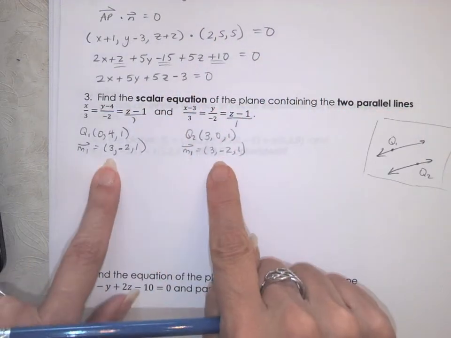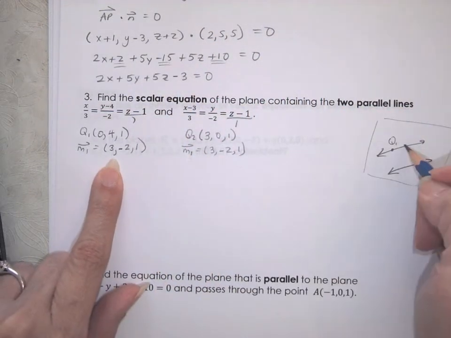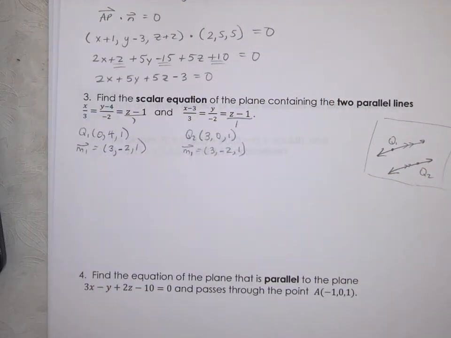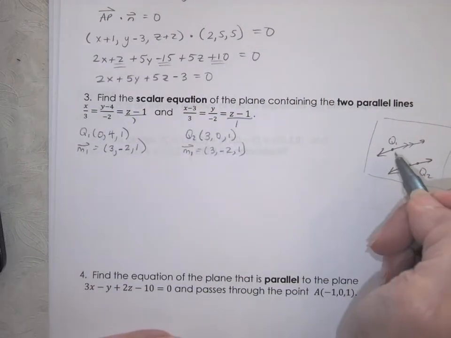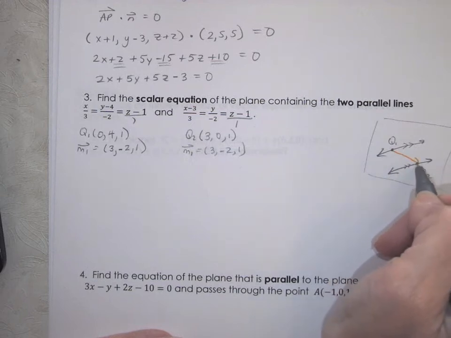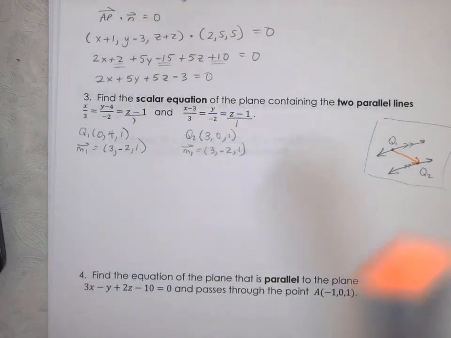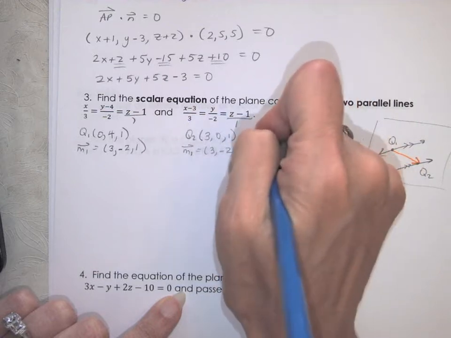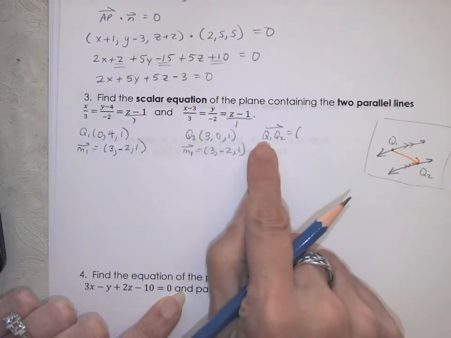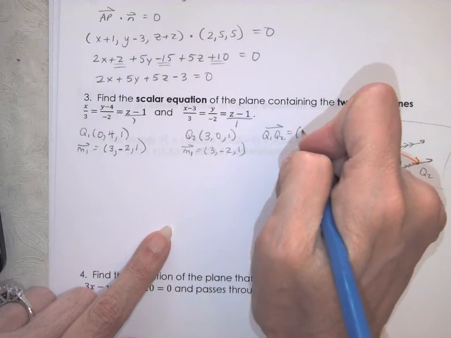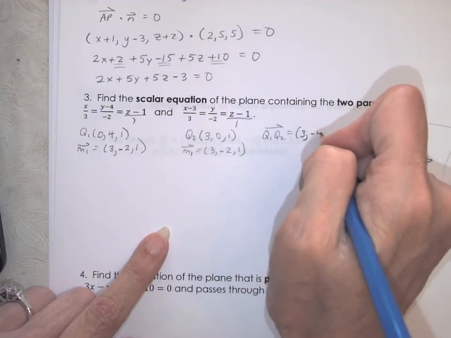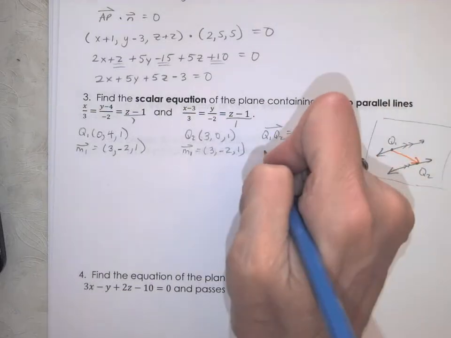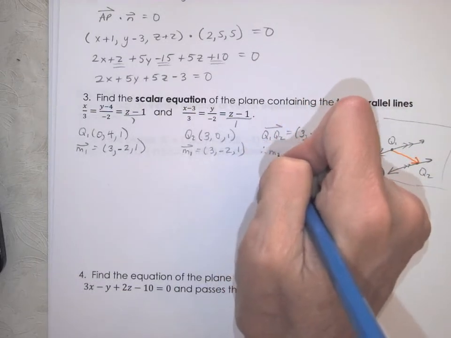So from these two lines, we are only given one direction because these are parallel lines. So our second direction comes from making this vector, vector Q1, Q2. So let's make vector Q1, Q2. It's going to be Q2 minus Q1. So 3, negative 4, 0. And we'll let that be our M2.